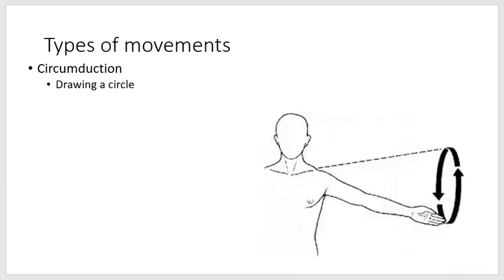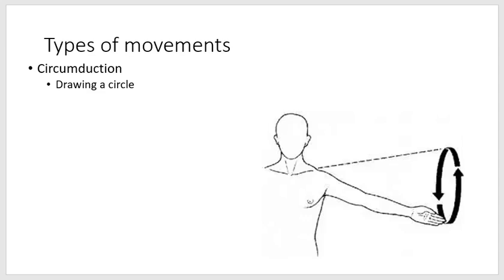The next one is circumduction, drawing a circle. So if you can draw a circle with it, you can do circumduction. So you can do circumduction with the condyloid joints in your fingers. You can do circumduction with your ball and socket joints. Those are the two types of joints that can do circumduction.